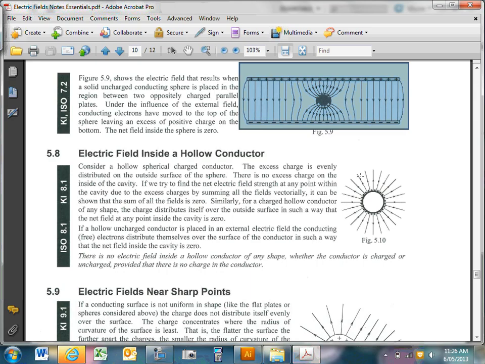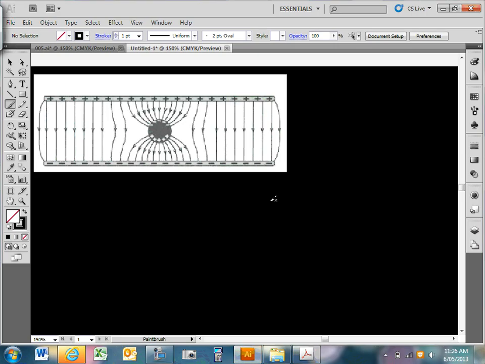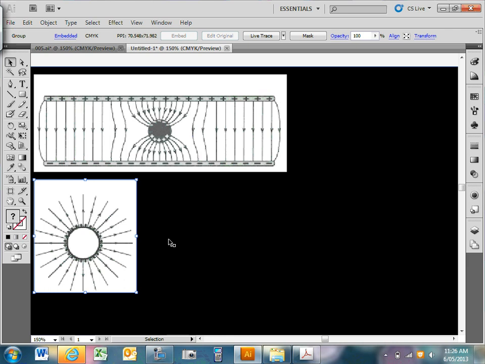Let's have a look at another situation. Inside a hollow conductor, electric field inside a hollow conductor. So no electric field. There's only an electric field outside. And we looked at the reasons why.